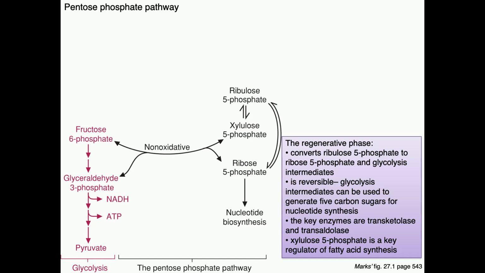What are intermediates of the glycolytic pathway? They're all either 6-carbon molecules or 3-carbon molecules. So the enzymes of the regenerative phase are all about using simple math to take a 5-carbon molecule and turn it into either a 3-carbon or a 6-carbon molecule. The reactions of the regenerative phase are all reversible, and the consequence is that we can get ribose 5-phosphate for nucleotide synthesis from glycolytic intermediates, independently of the oxidative phase of the pentose phosphate pathway.